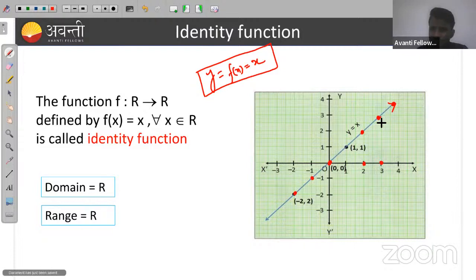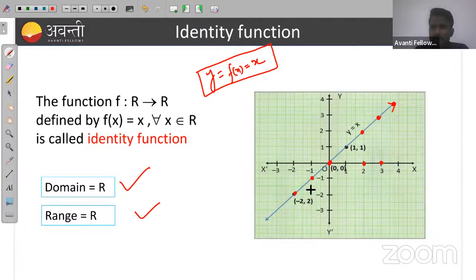Okay. So you can draw the graph of the identity function, or the y is equal to x line. It's a straight line passing through, bisecting the first and third quadrants. It will be easy to remember. So the domain is R. You can take any possible values of x. So you can see that it can take any values of x.